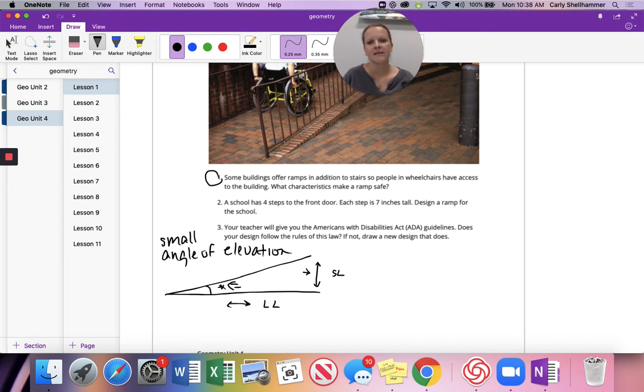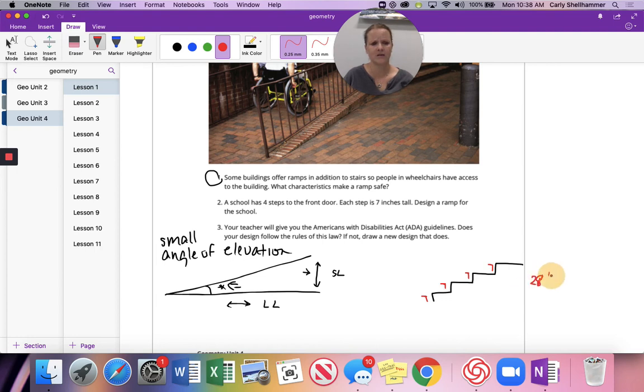So a school has 4 steps to the front door. Each step is 7 inches tall. So what, 1, 2, 3, 4. Each step is 7 inches tall. Design a ramp for the school. So that total height would be, what, 28 inches?